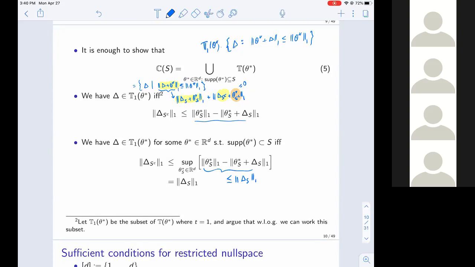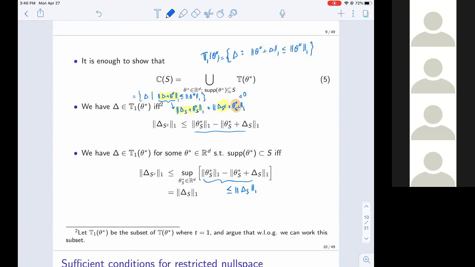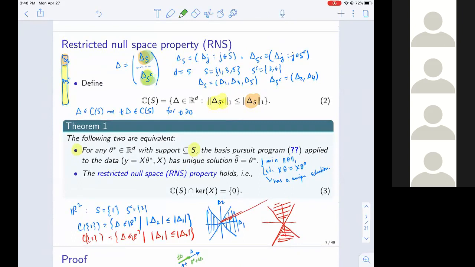So delta is in this if and only if... I'll break this basically, okay, I have this here. I've written already this here. So that's this. And then I break this term into the on support plus the off support pieces. Remember the way that I've defined these, the on support and the off support are sub. So this is the on support part. This is the off support part. So these are sub vectors of the original vector.